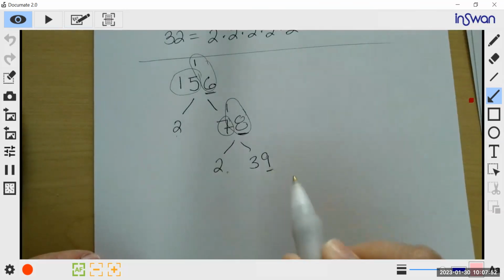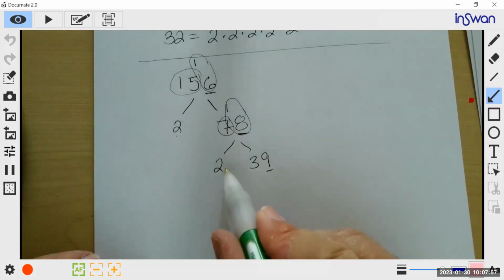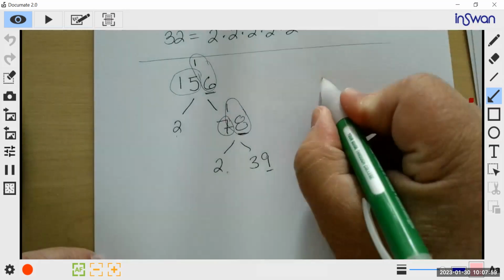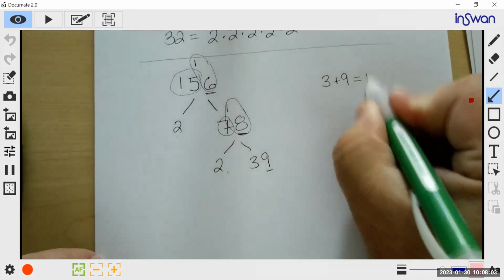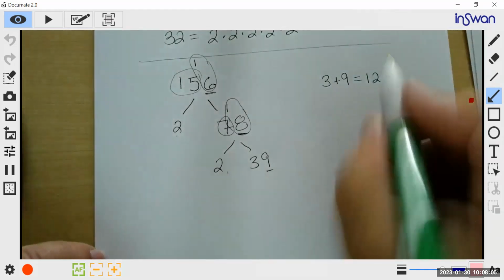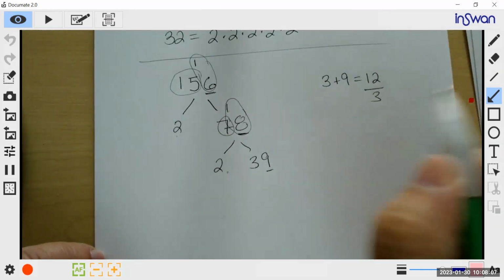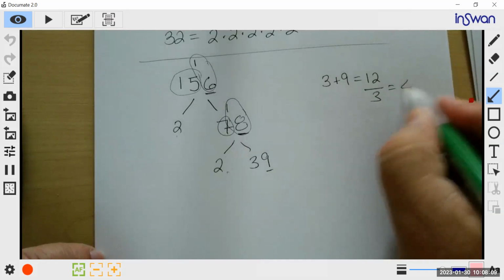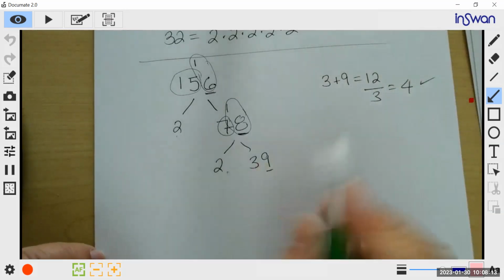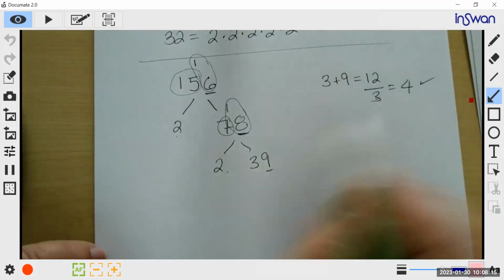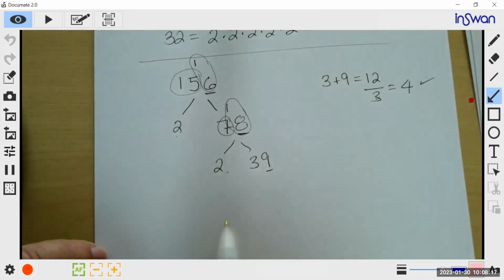Uh-oh. Ends in a 9. We know 2 doesn't go in there. But if we take the 2 digits, 3 plus 9, that equals 12. Is 12 divisible by 3? So if you add the numbers and they're divisible by 3, then that whole number is divisible by 3. So I can divide this number by 3.